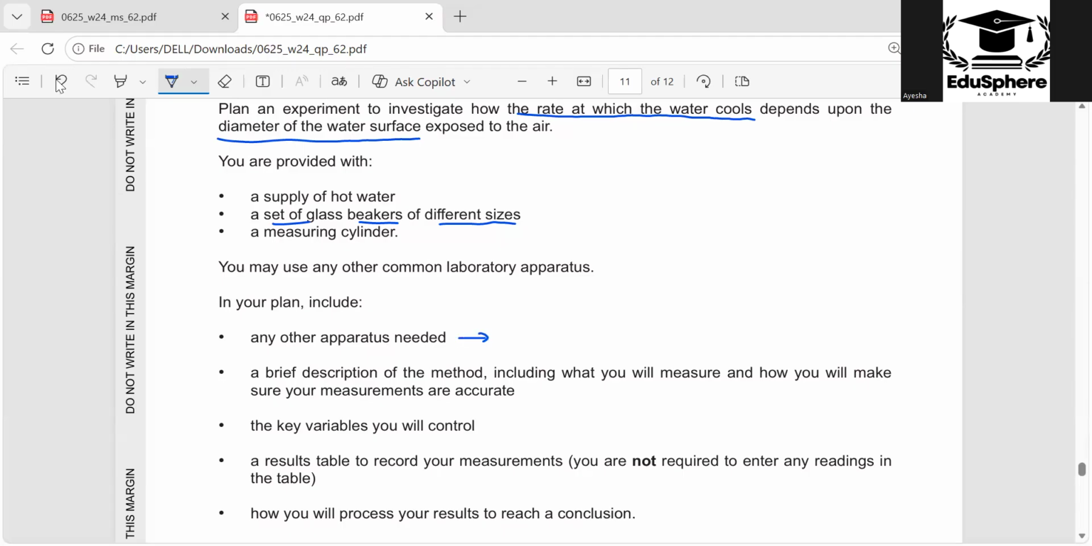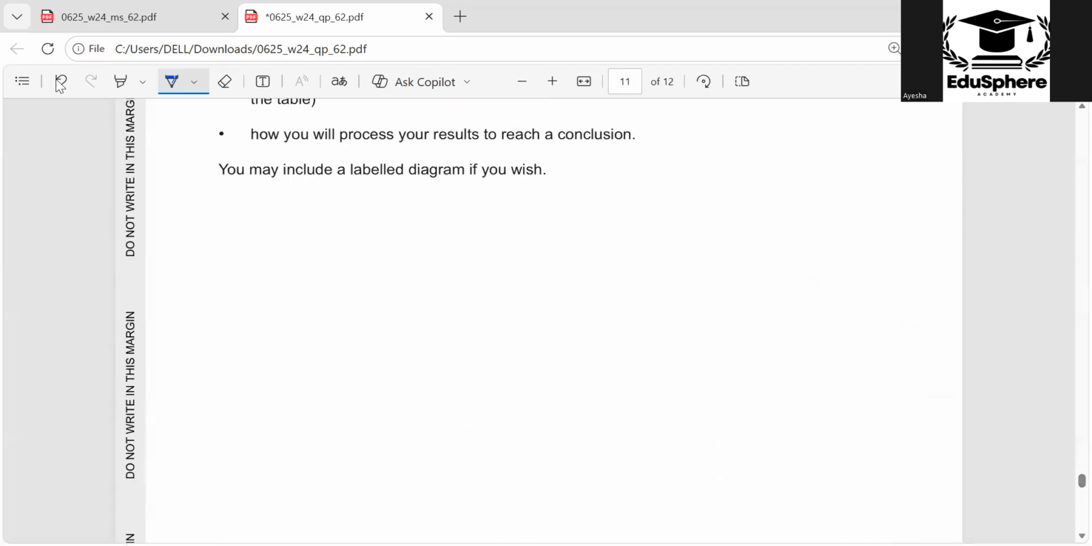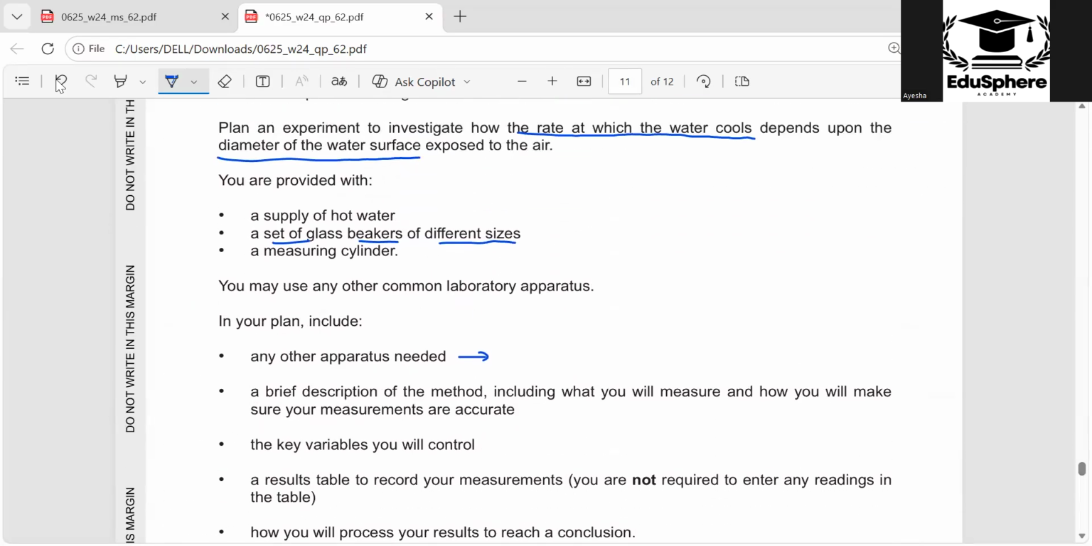So what apparatus is needed? An extra apparatus that is needed. Then a brief description of the method, including what you measure and how you will make sure your measurements are accurate, the key variables that you will control. So all these things we have to write here. So first of all, any other apparatus.